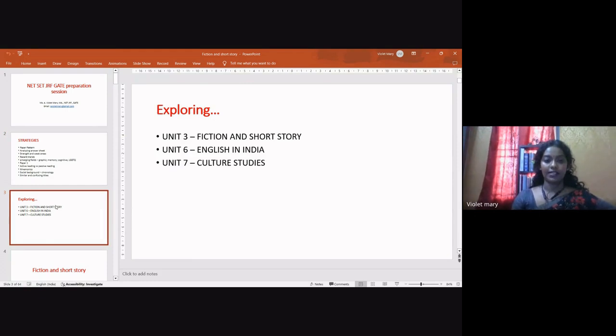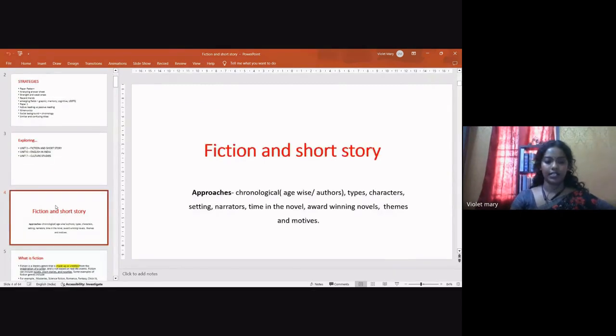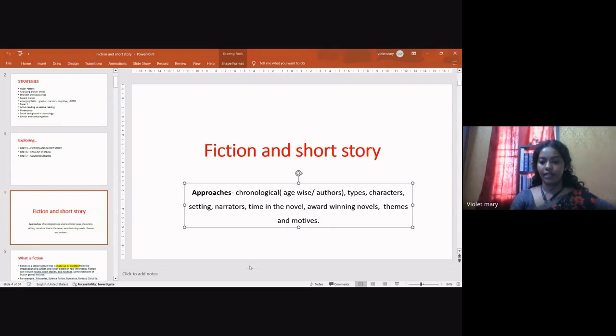And then today's plan is exploring. What we are going to do is the 3 units, as I told you before. Fiction and short story is the first part, and then English in India, as well as cultural studies. So far everything is fine. Does anyone have any question about the strategies? Do you want to know anything?